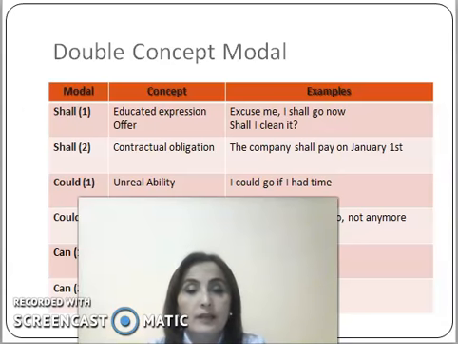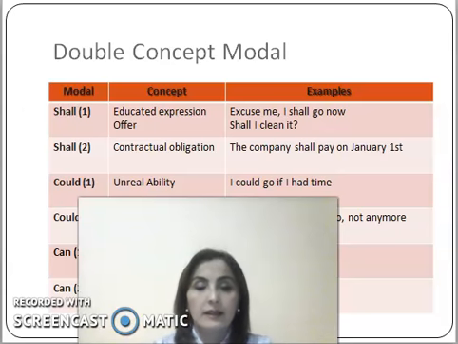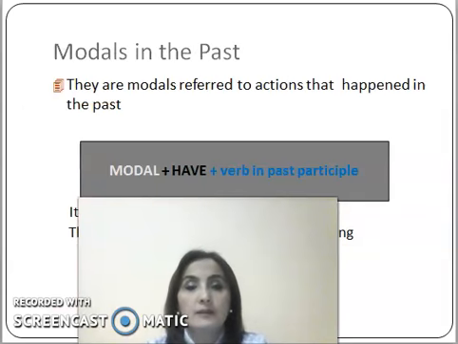"Can". The first meaning is ability in the present. We can speak English or we can speak Spanish. And the second meaning of "can" here is permission. Can I have a sweet? Or can I have some of these apples? And so on. Modals in the past are modals referring to actions that happened in the past. For example, modal plus "have" plus past participle: it must have been a difficult decision, or they should have invited you to their wedding.